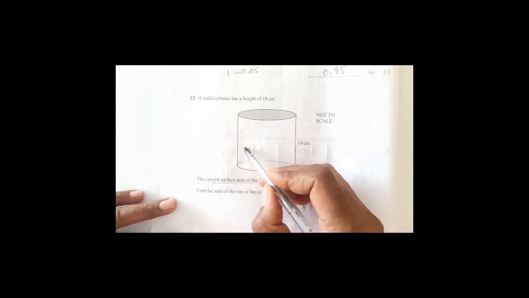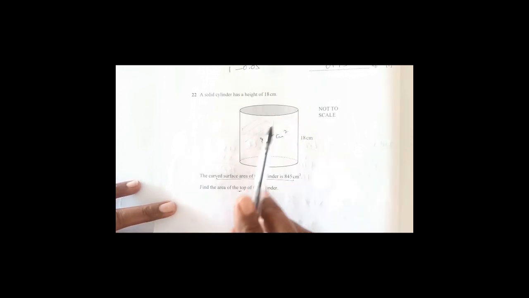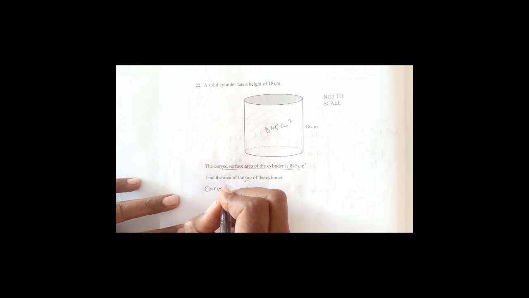Now number 22, a solid cylinder has a height of 18 centimeters. It's given the curved surface area is 845 centimeters squared. Find the area of the top of the cylinder. Top of the cylinder means we are looking just for the area of the circle, right? So the curved surface area is 845, so 2 pi R H is 845. 2 pi R we don't know, that we are going to calculate, and H is 18. So R from here is 845 divided by 2 pi and 18, right?